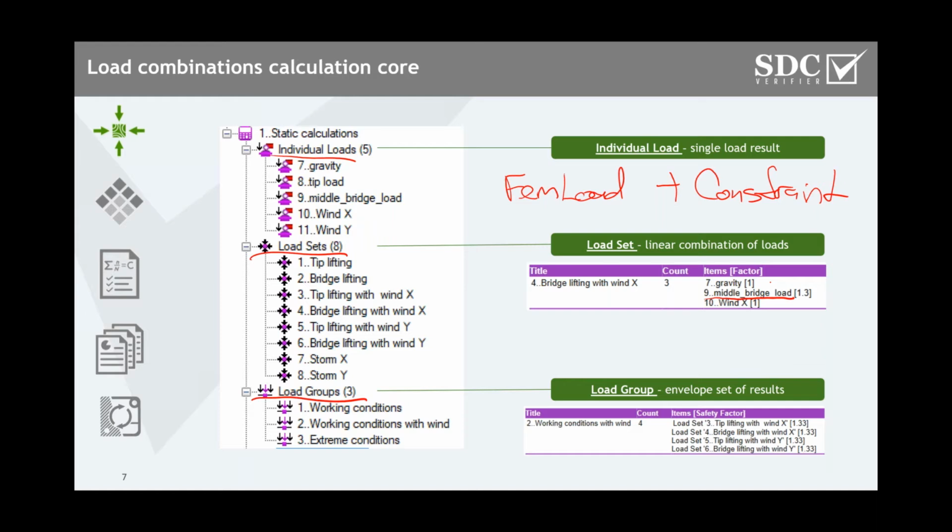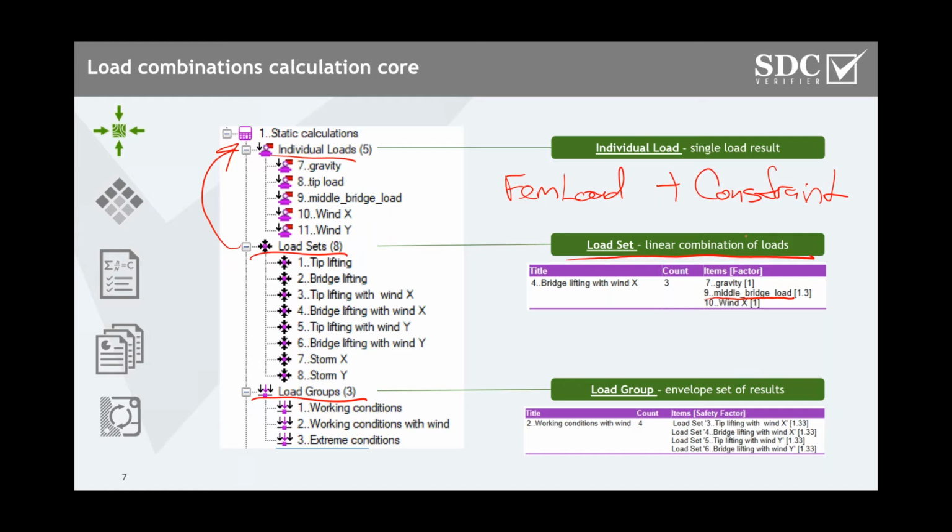I'm often getting a question: what is going to happen if I need to make a nonlinear calculation? It's not a problem, because loading sets can be exported back to the solver, to Femap, to be solved as individual loads. So an individual load is a single action. A load set is a linear combination of loads which helps you to simulate different behaviors. And then the load group, the third item, is the envelope set of results.